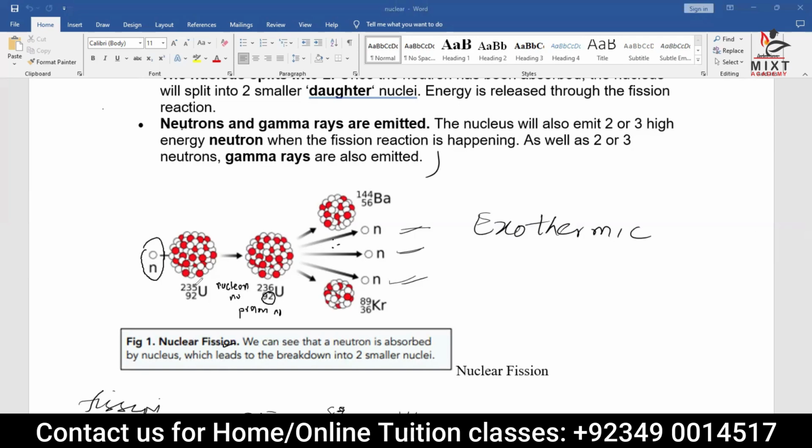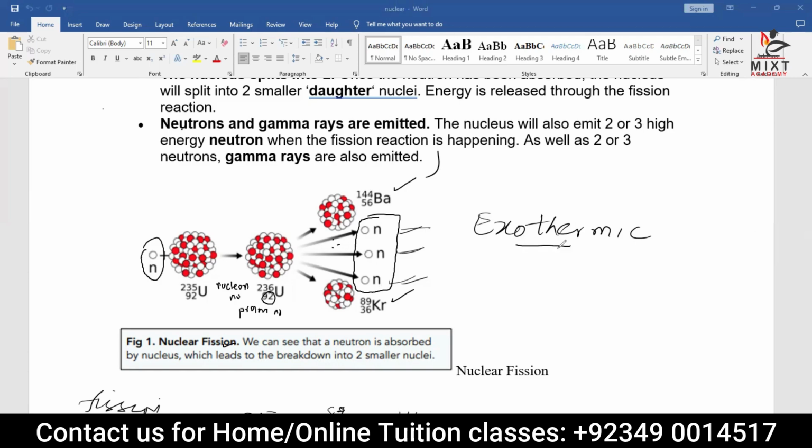So as soon as 235 becomes 236, it becomes unstable, and it will break down into two of its constituents. One is called barium-144 with atomic number 56, and the other one is krypton-89 with atomic number 36. Remember that these two are also radioactive materials. Along with that, you will have these three fast moving neutrons and lots of energy is released.